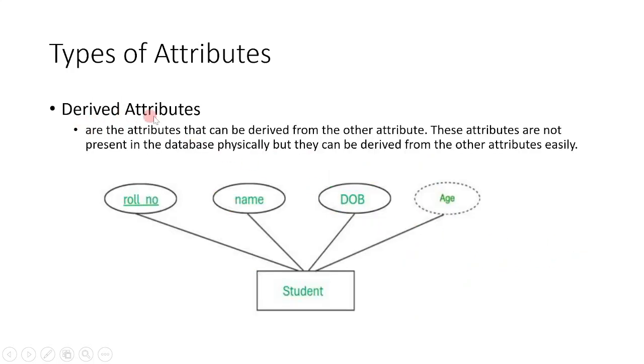Then we have the derived attributes. These are attributes that can be derived from other attributes. These attributes are not present in the database physically, but they can be derived from the other attributes easily.